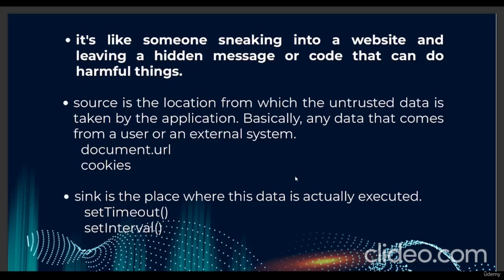Source is the location from which the untrusted data is taken by the application. Essentially, it's any data that comes from the user or an external system. Examples include document.URL and cookies. And sink is the place where this data is actually executed. This includes functions like setTimeout and setInterval. Now let's see how DOM XSS works in practice.